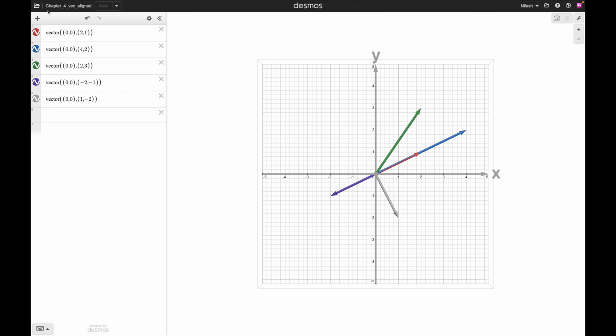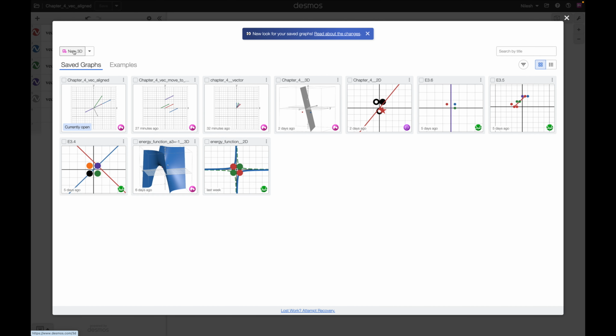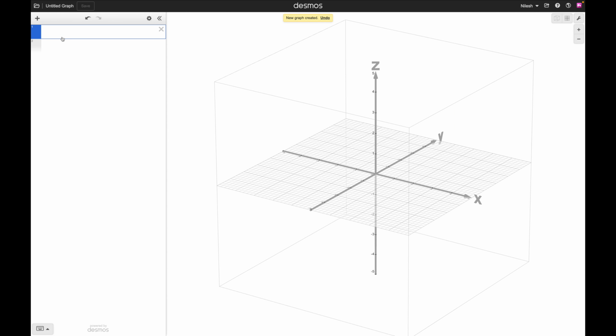We can try to plot that. I'm here in Desmos, and if we create a plot where we say vector, we start both vectors at the origin, and the first vector we can draw is 1 2, which is what we are comparing with. So that's our vector 1 2.